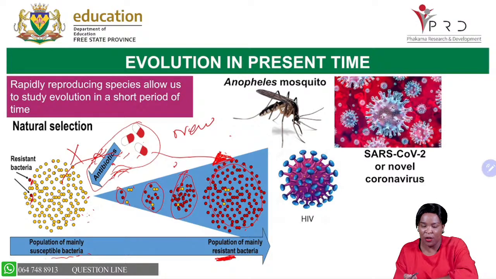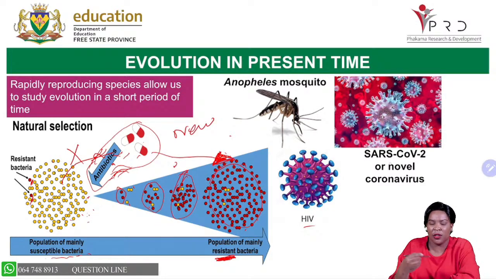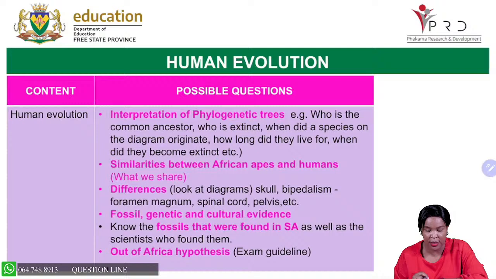So you can see that also with the HIV virus. So the small and rapidly producing organisms are the ones that can show us the evolution in present times. Right. Then we come to the next section of this topic, which is human evolution.